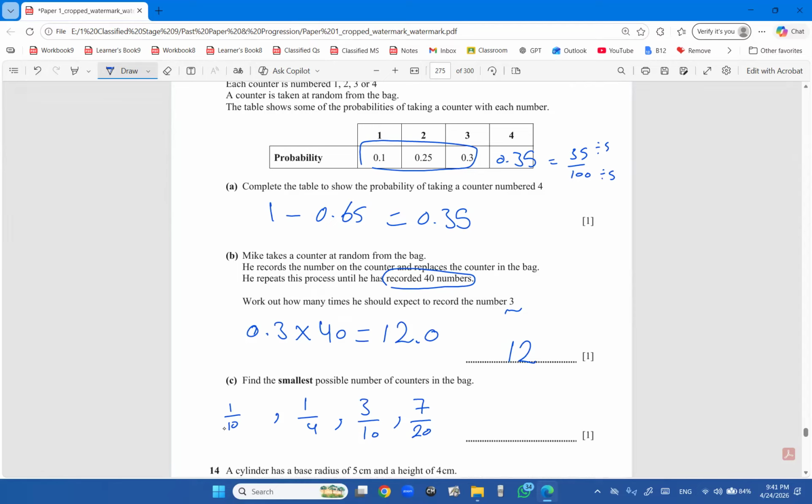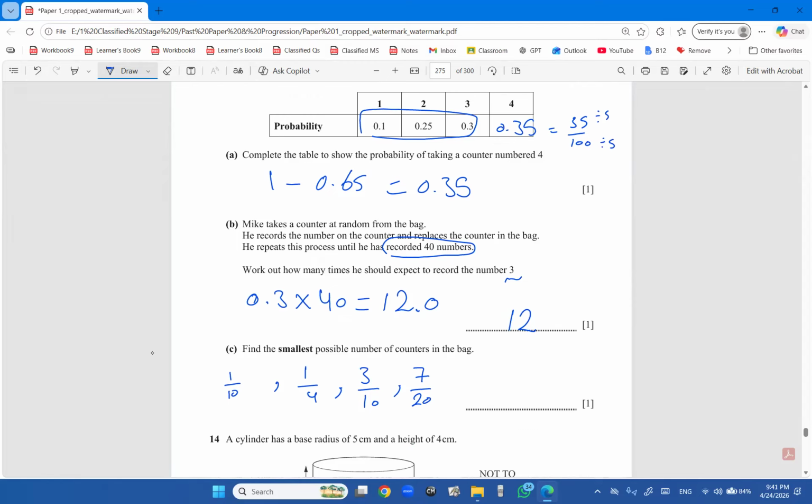This means I need to find what they are requesting. The first step was converting them into fractions in the simplest form, done. After that, they wanted the smallest possible number of counters in the bag, which is the denominator. So I need the smallest possible denominator, which means the lowest common multiple of the denominators, or the lowest common denominator.